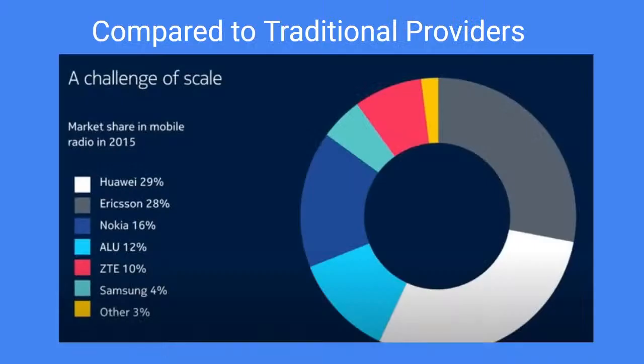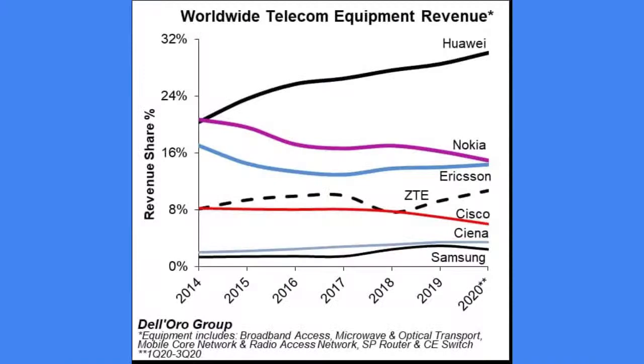And this is the revenue share in the market of telecom equipment by the main service providers for the telecom industry, including Huawei, Nokia, Ericsson, ZTE, Cisco, and Samsung. As you can see from the figure, Huawei has the biggest share in the market. After that, Nokia and Ericsson almost the same, then ZTE, Cisco, and Samsung.